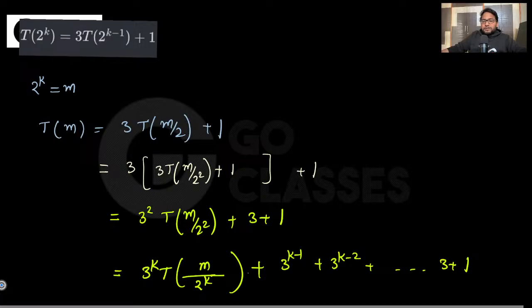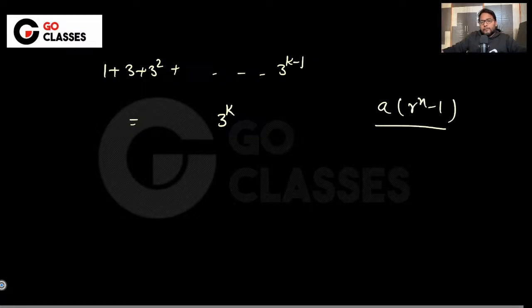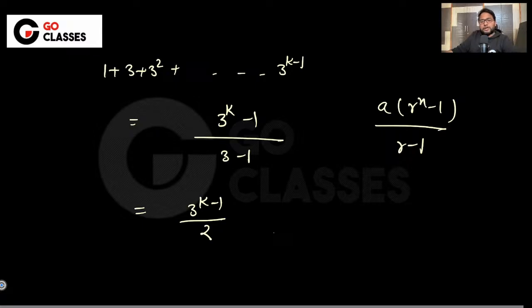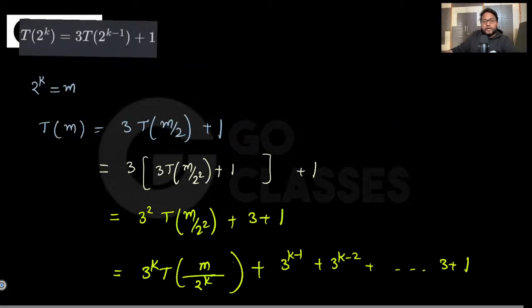And what is this quantity? 1 plus 3 square till 3 power k minus 1. Can you tell me the quantity? It is a into 1 minus r power n, or maybe r power n minus 1. How many terms are there? k, right? So a into r power n minus 1 upon r minus 1, which is 3 power k minus 1 upon 3 minus 1. So this quantity is 3 power k minus 1 divided by 2, and then we need to add this also.